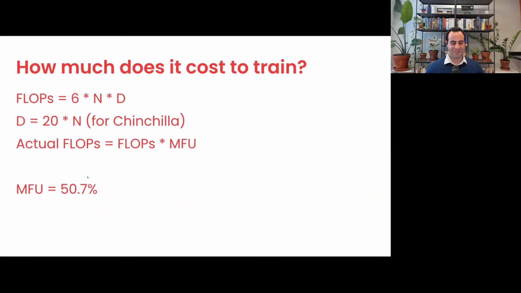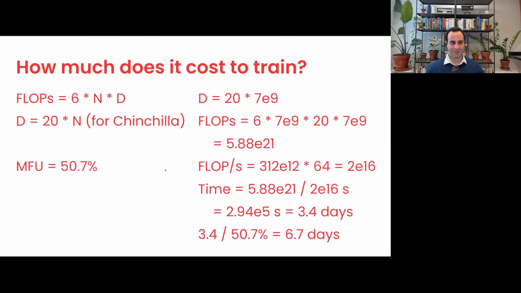So, if we look this up, the MFU for a 7 billion parameter model on 64 A100 40 gigabyte GPUs for a standard sequence length is about 50.7% MFU. We can then go back and plug that in on that bottom line here, and you can see I'm only actually utilizing 50.7% of the hardware, so my 3.4 days turns into 6.7 days. You can see why MFU is so important.